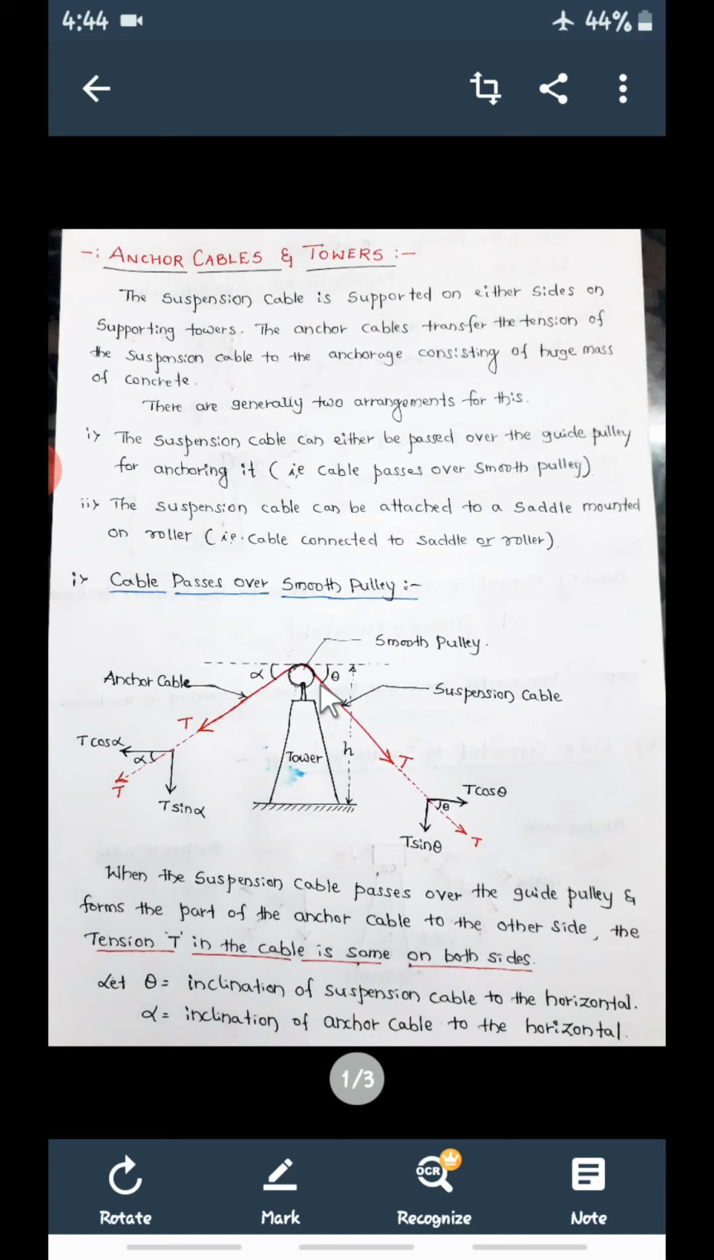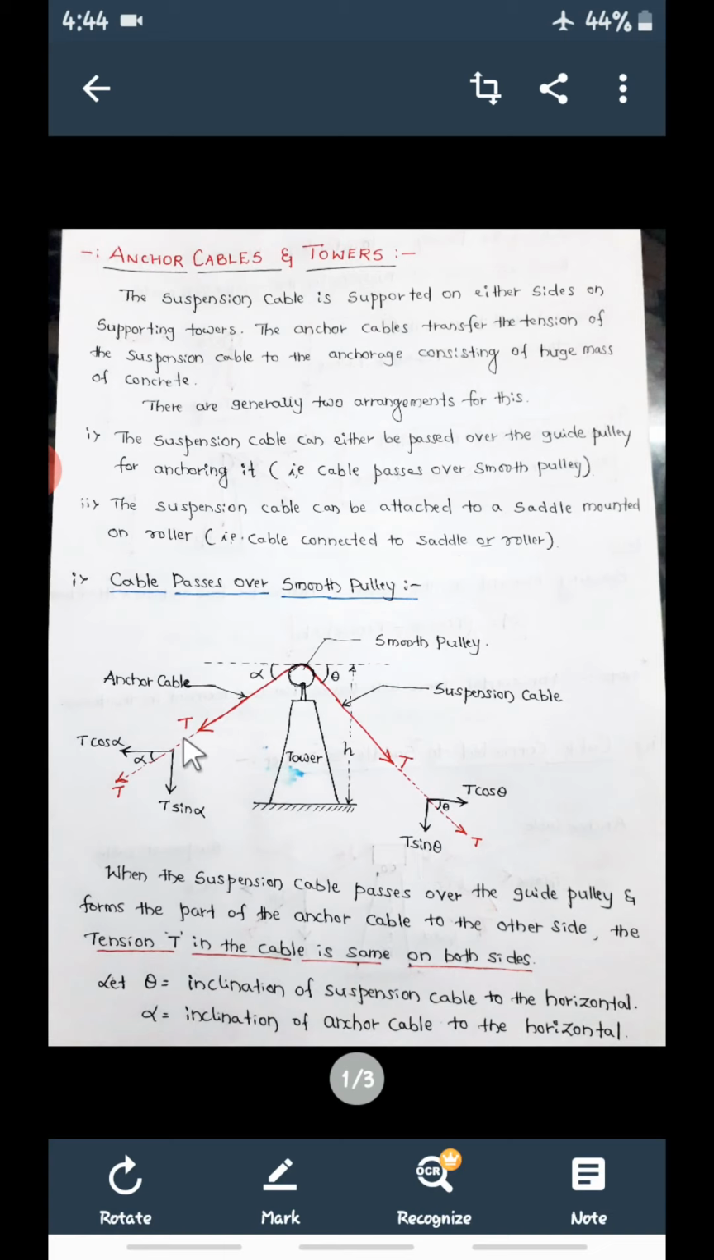Now you can take this as the T force. This suspension cable is making an angle of theta with the horizontal, and the anchor cable is making an angle of alpha with the horizontal. This is theta, this is alpha. Now if you take this tension force T, I can resolve it into horizontal and vertical components. So you can resolve this along the horizontal: horizontal means it is T cos theta and vertical means T sin theta.